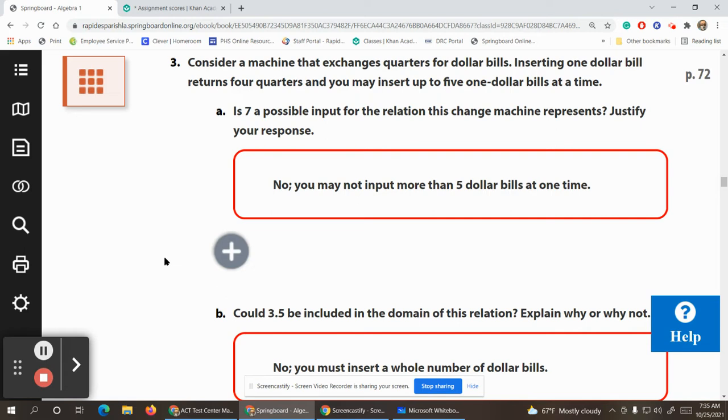No. I mean, how many change machines have you ever walked past, right? Do you have to put a dollar in? No, you don't. Okay. All right.